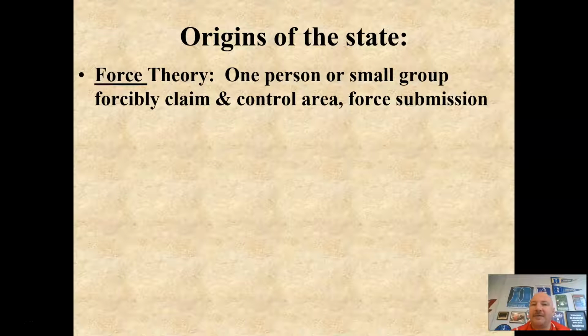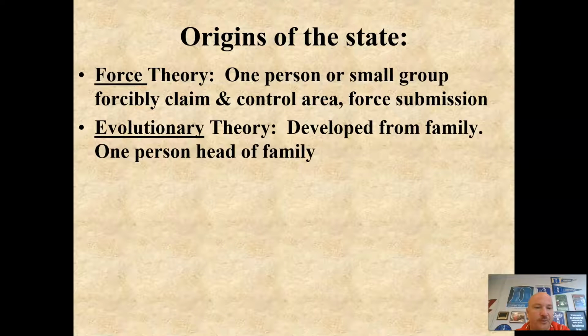So talking about some of the history here, what are the origins of the state? So how did the state start? What are some of the different theories? Well, the first theory is called the force theory. And simply put, it's the idea that might makes right. It's the idea that one person or a small group of people forcibly claim and control an area, and they force submission. So when you look back in world history, you see where the barbarians would come through and just take land or just take over. Yeah, that's part of the force theory.